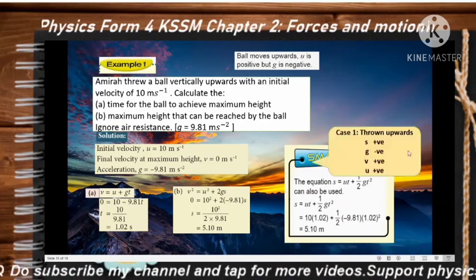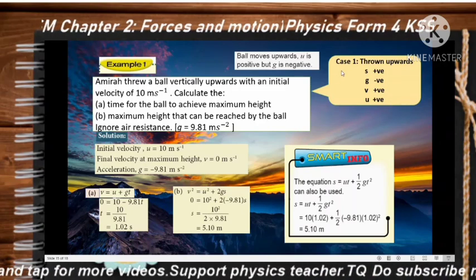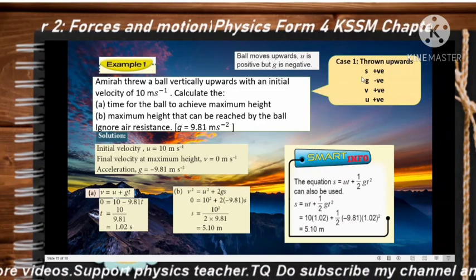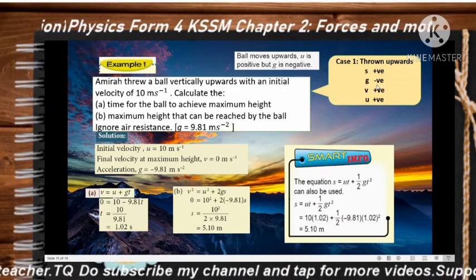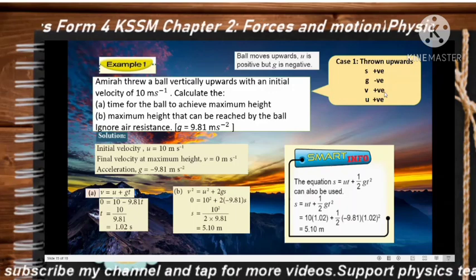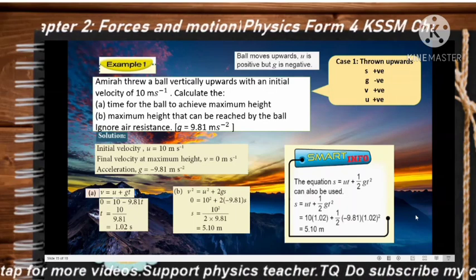Okay, so we can conclude from this example that for the case of thrown upwards, you can see the value of s positive, g always negative, v positive, and u is positive.